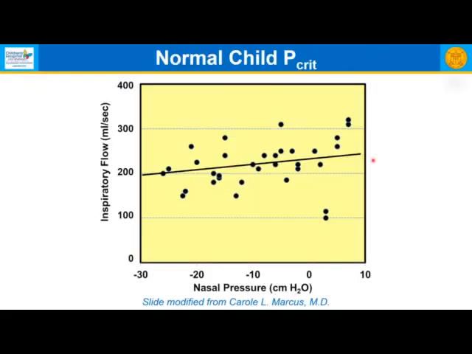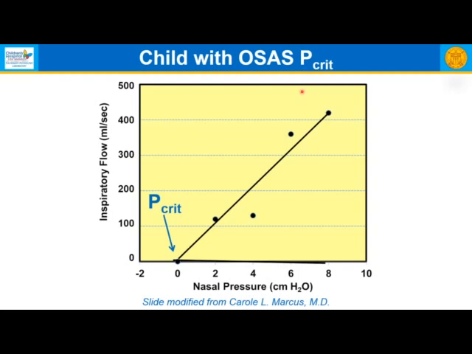So these are data from Carol Marcus, and this shows inspiratory flow rate at nasal pressures from positive 10 to minus 30. And what you can see here is that even if you have a pretty negative intranasal pressure, flow is not decreased substantially. However, this is a situation of a child with obstructive sleep apnea, and you can see that here. If intranasal pressure gets to zero, flow becomes zero. That is, you're not able to generate any flow. So this is a child with obstructive sleep apnea where peak pressure at zero is associated with no flow. You need a positive pressure in the upper airway in order to generate inspiratory flow.